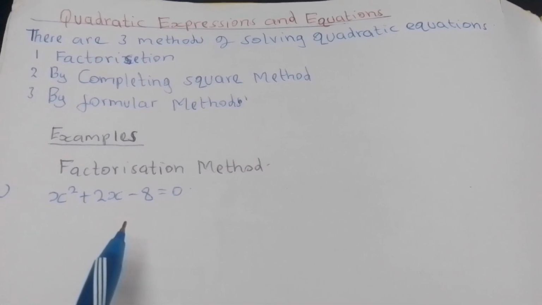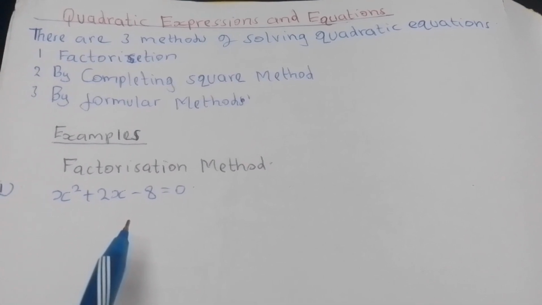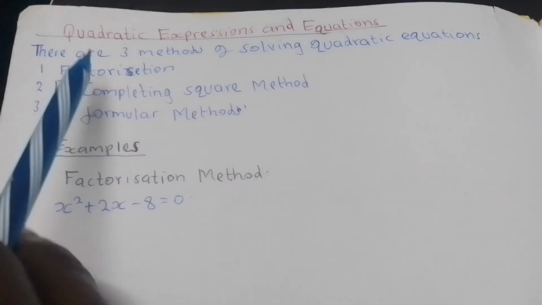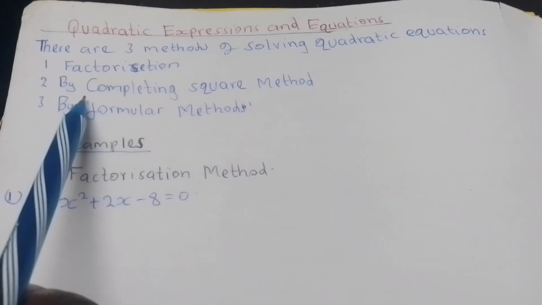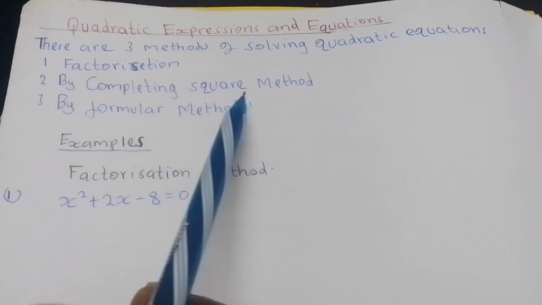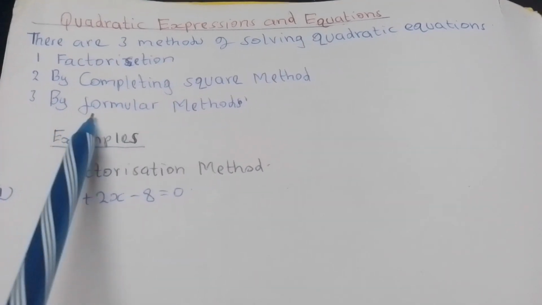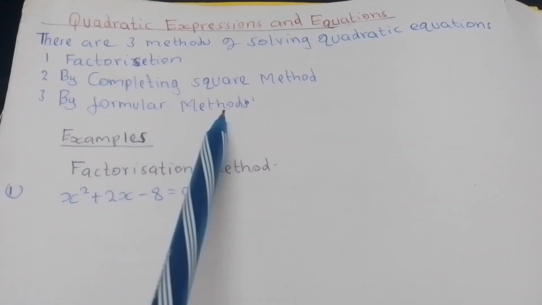There are three methods of solving a quadratic equation. The first one is the factorization method. The second one is the completing the square method. And the third one is the formula method.